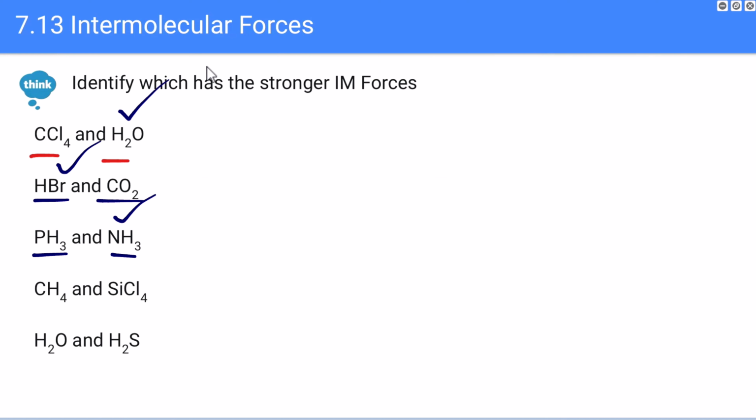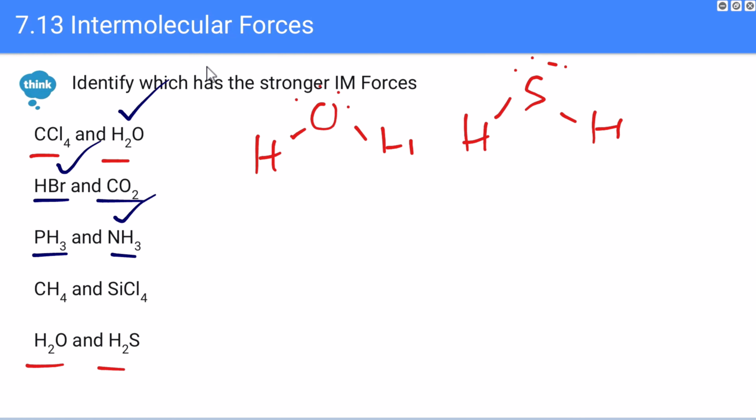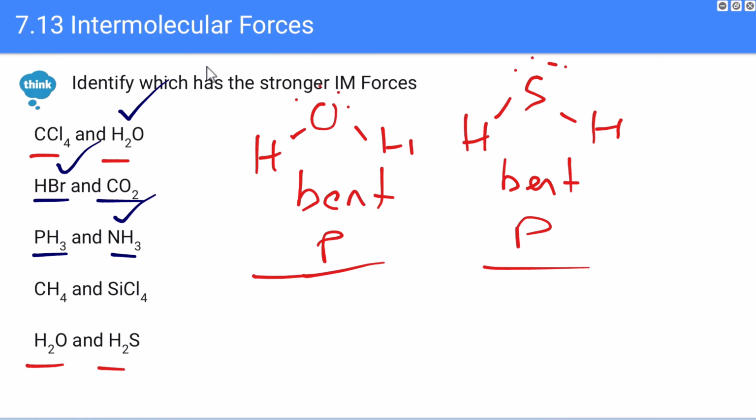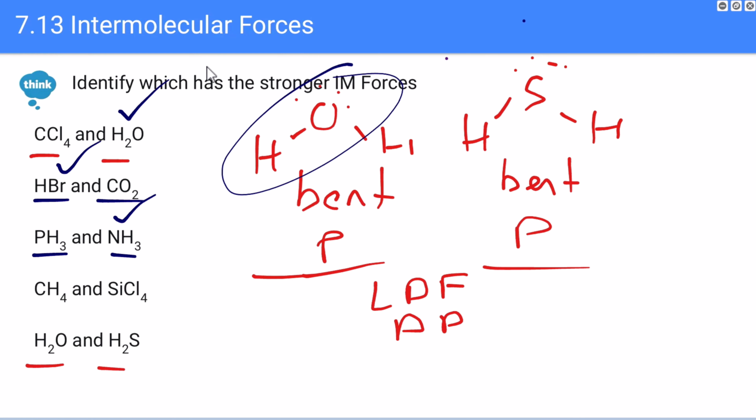I'm going to go ahead and skip ahead to the last one here. I know I'm skipping one. That's okay. I'm allowed to do that. I am the teacher. H2O and H2S. Both are bent. Both are polar, which means that both exhibit London dispersion forces and dipole-dipole. But again, the difference here is that H2O has a hydrogen that's covalently bonded to an oxygen, nitrogen, or fluorine. So this has the ability to hydrogen bond. So as a result, H2O has the stronger intermolecular forces.